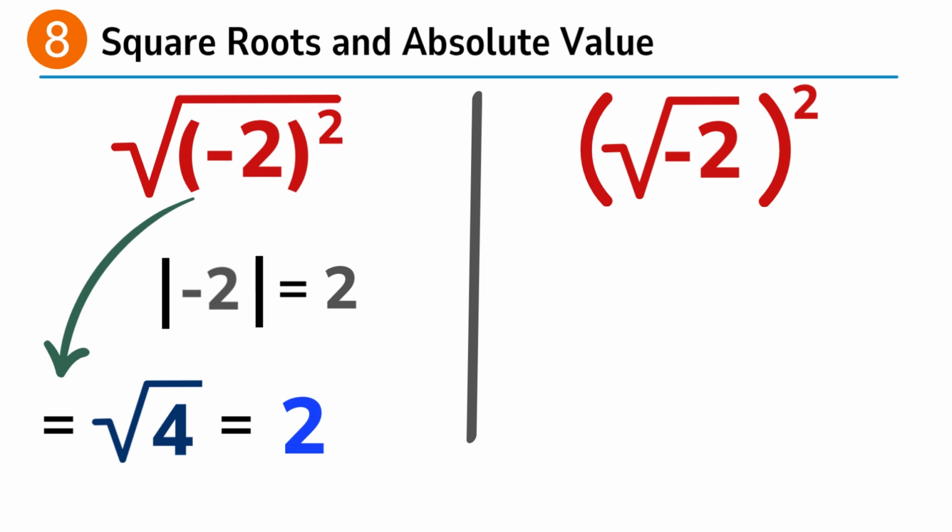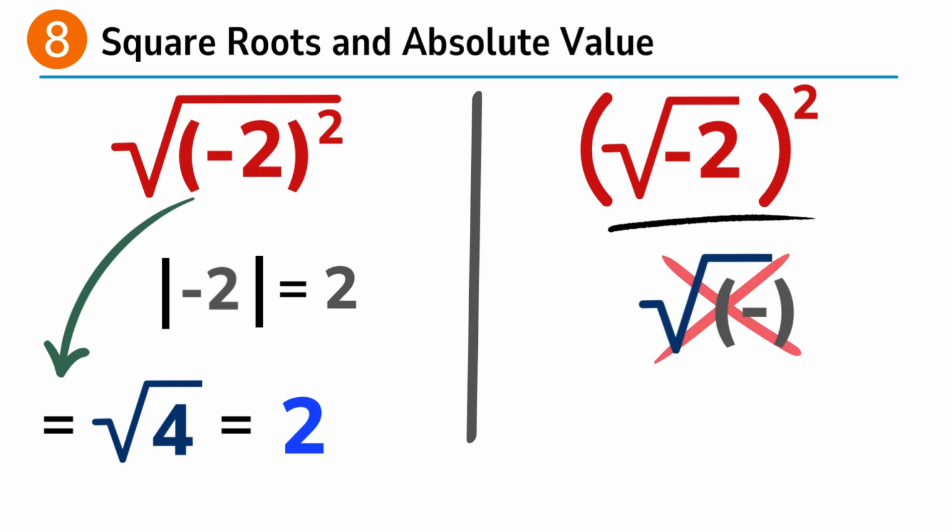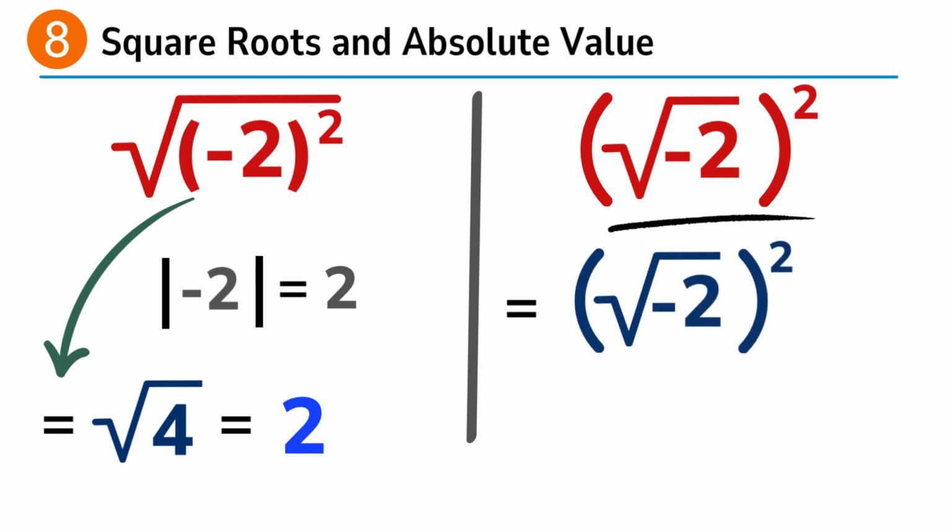On the other hand, that doesn't even exist in real numbers, because we can't take the square root of a negative. Only in complex math does square root of negative 2 make sense, and if you square it, you get back negative 2.